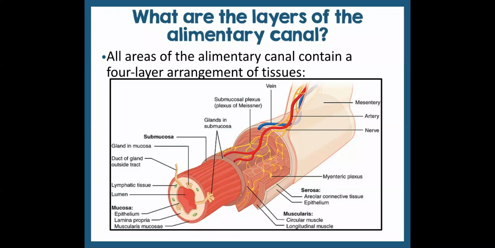Okay, so now let's talk about the layers of the alimentary canal. All areas of the alimentary canal contain a 4-layer arrangement of tissues. There's the mucosa, the submucosa, the muscularis, these are muscles, and then the serosa. So those are the 4 layers moving from the innermost to the outermost, from the mucosa all the way to the serosa.